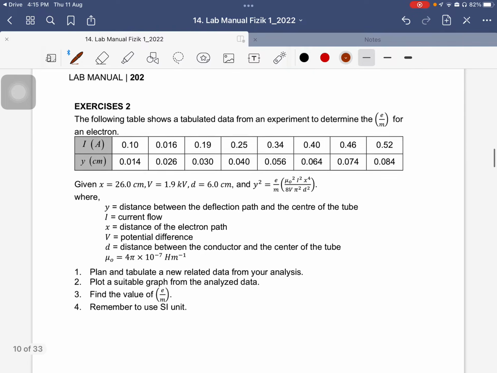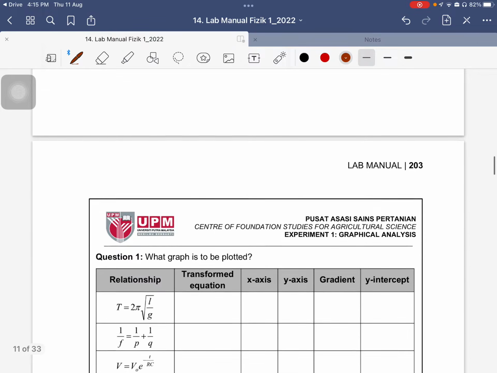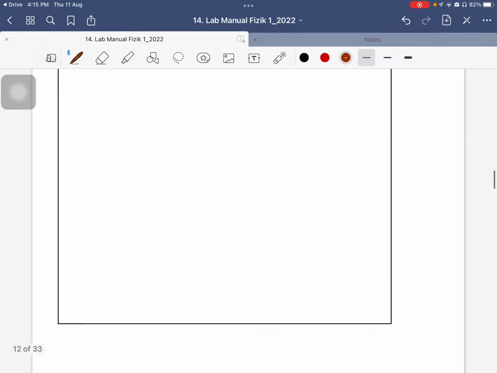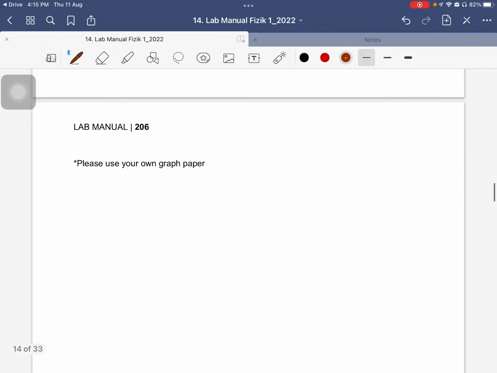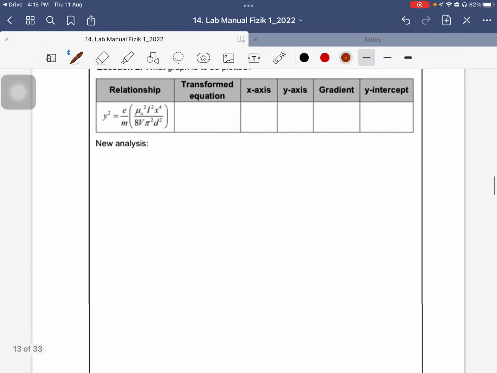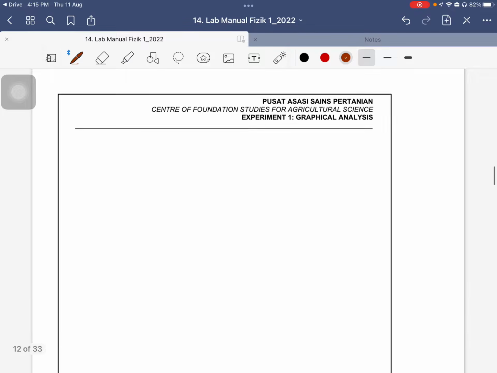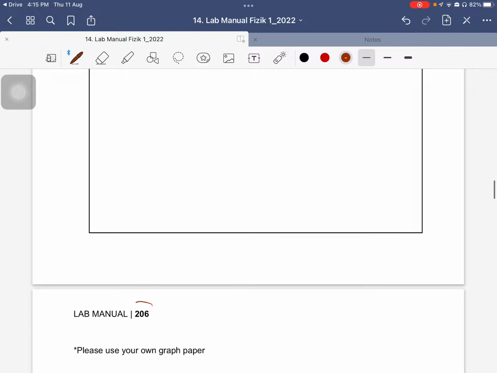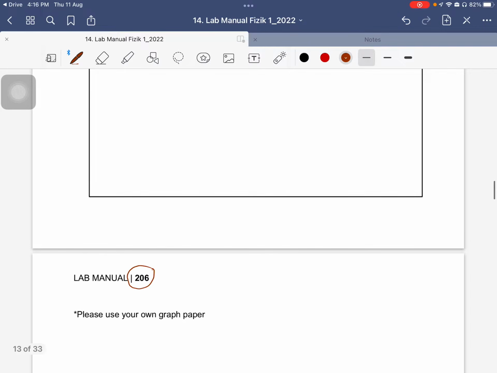You need to submit the report from page 203 up until 206. Do not use another paper except if it is not enough, right? And you will need a graph paper.